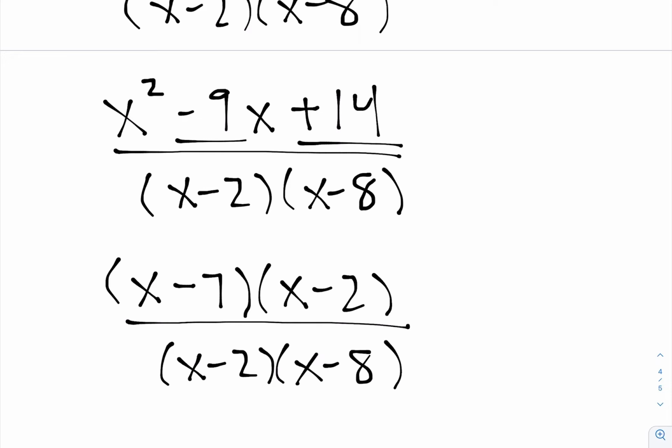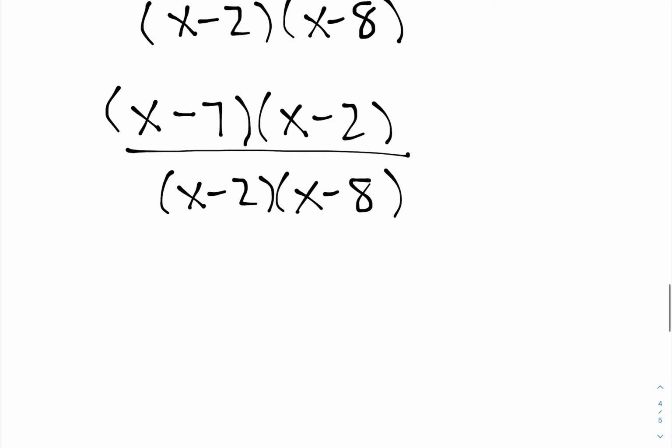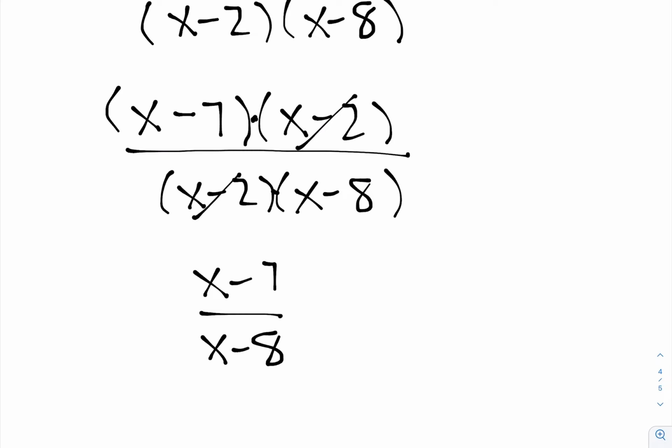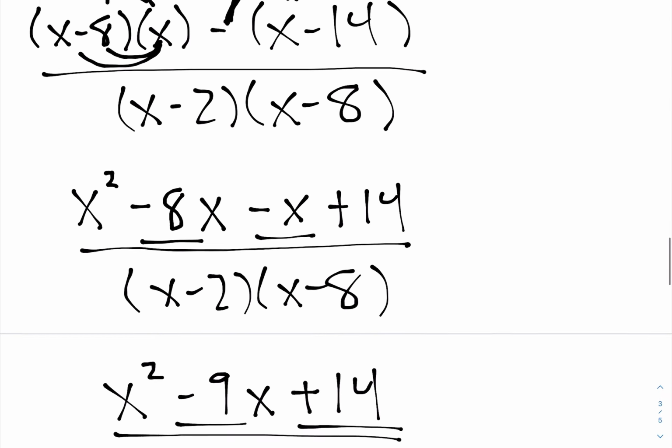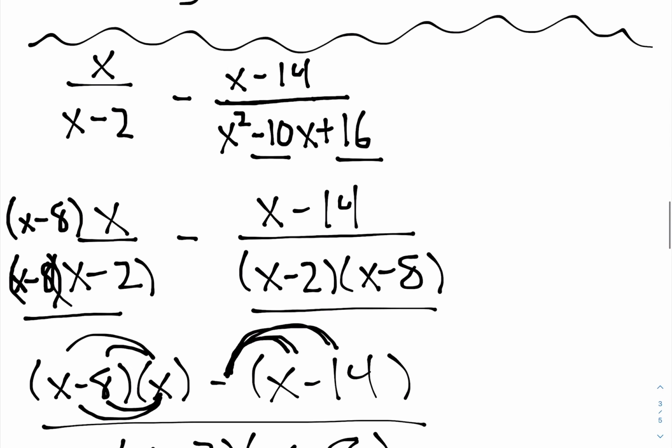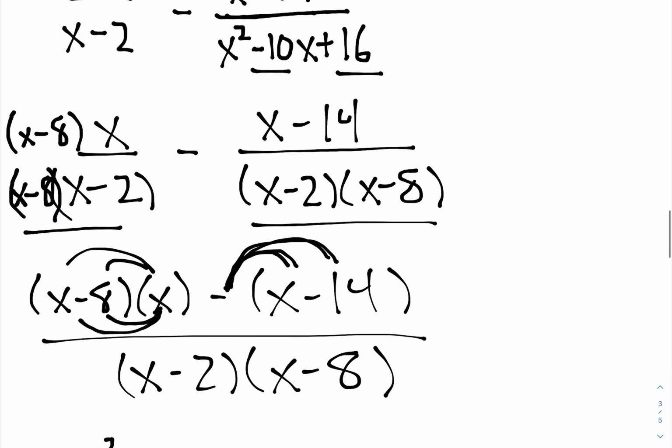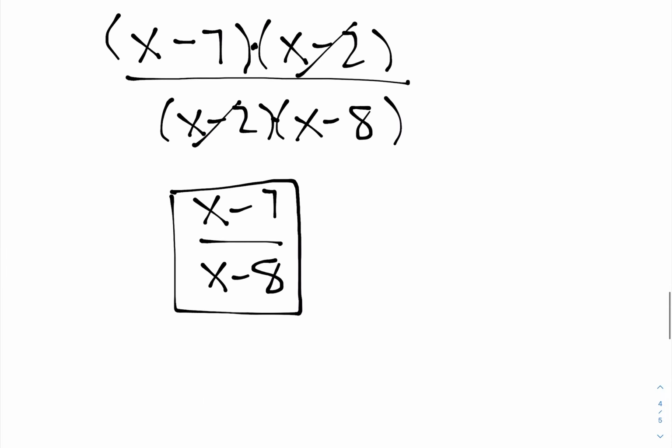Okay. Now we can cross out what we see on the top and the bottom because everything on the same kind of level, everything in the numerator is multiplying, everything in the denominator is multiplying. So inverse operations, we can cancel x minus 2, and we're left with x minus 7 over x minus 8. Okay, so that is the fully simplified version, and like I said, it's not the exact same as what we started with, x over x minus 2 minus x minus 14 over x squared minus 10x plus 16, but it's pretty darn similar.